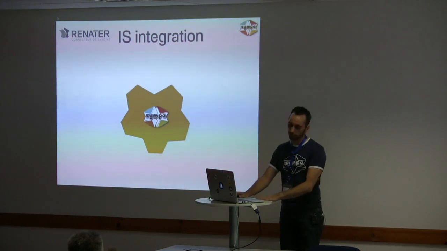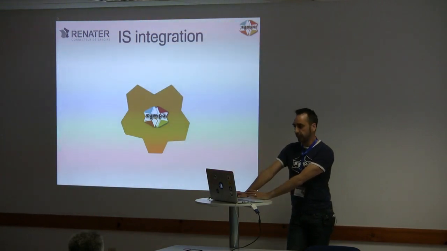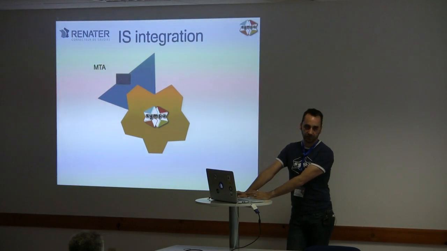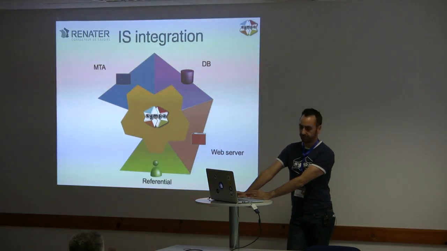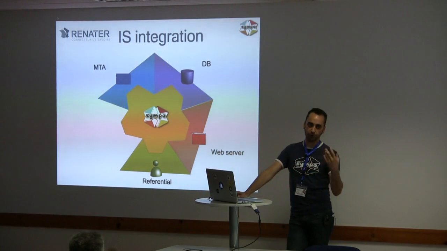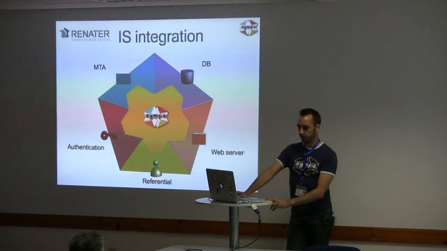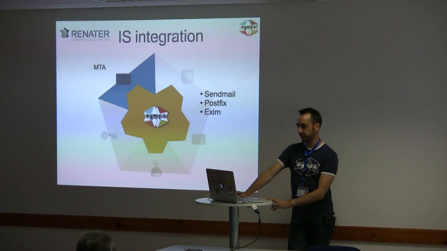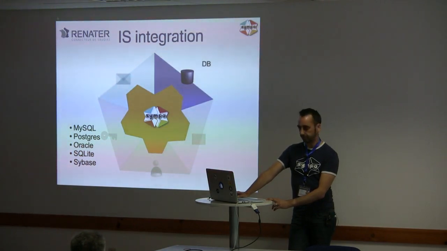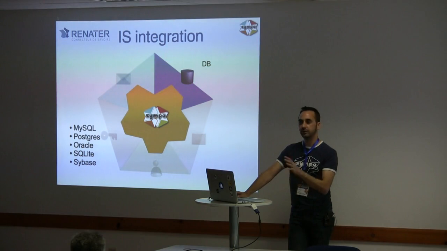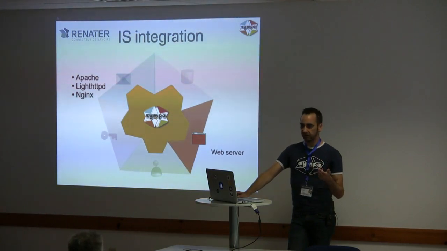So I spoke about information system integration. The yellow ugly thing is the Sympa software. It can be plugged to an MTA. It has a database backend. You will have a web server for the web interface, a referential, I mean data from your company or your organization that you will need to inject into Sympa to create mailing lists. And you will have an authentication system. Currently, we know that Sympa works with Sendmail, Postfix, and Exim. It supports five different RDBMS: MySQL, Postgres, Oracle, SQLite, and Sybase, with a little caveat about Sybase, which is hopeless. It works with Apache, lighttpd, and Nginx.